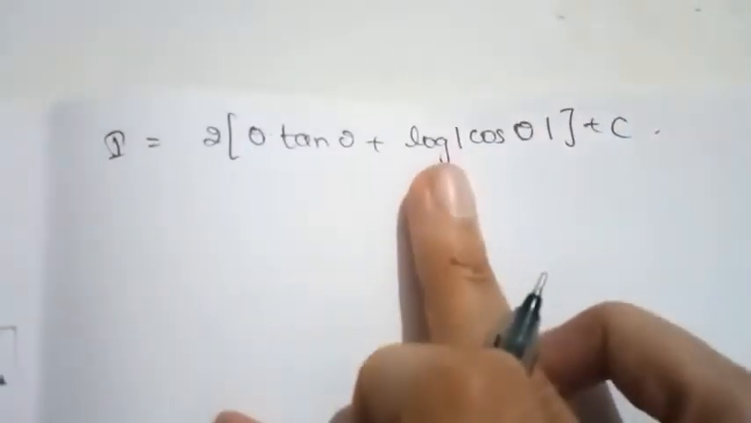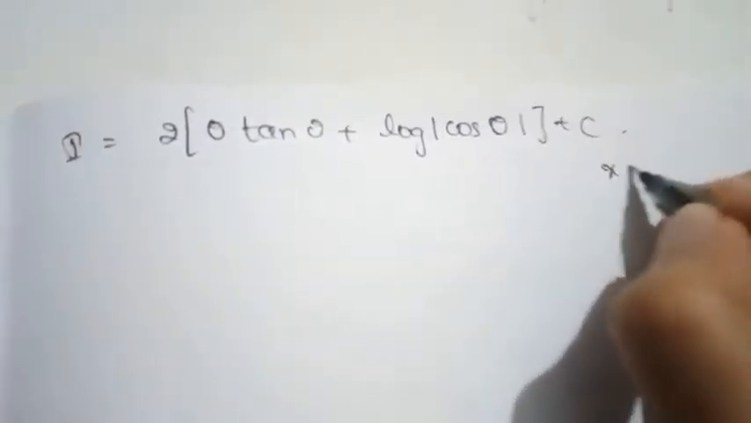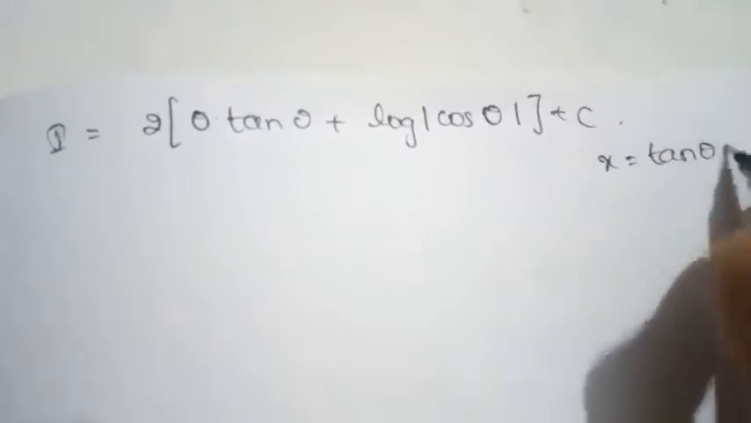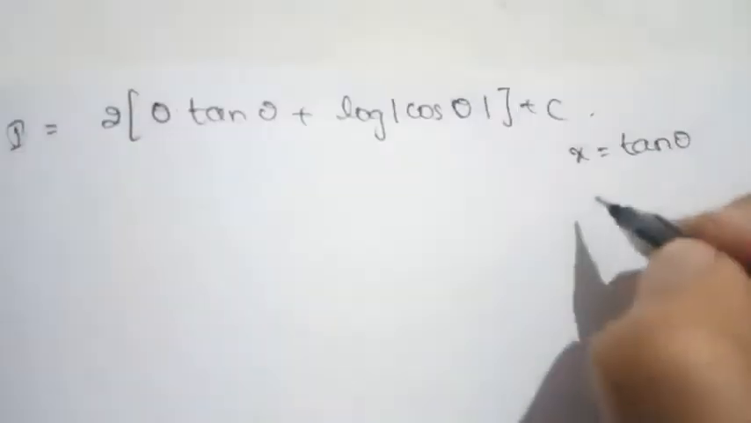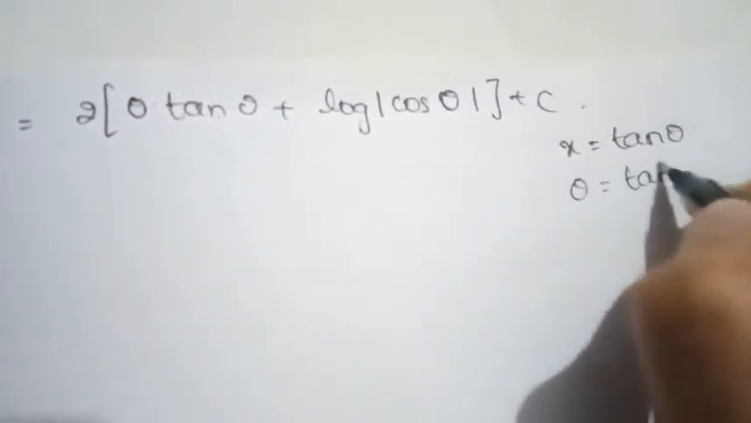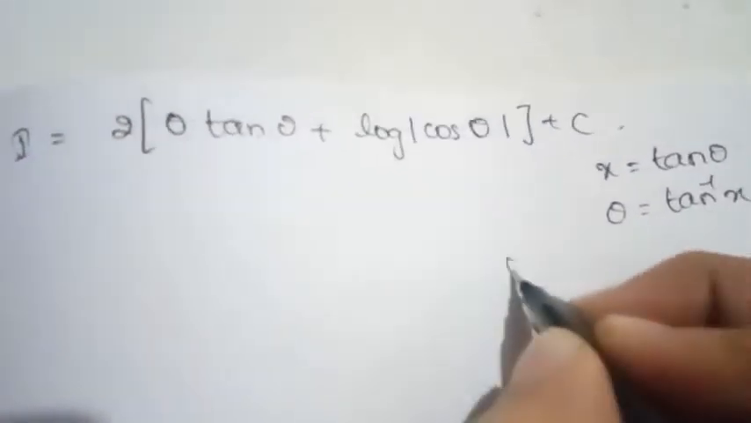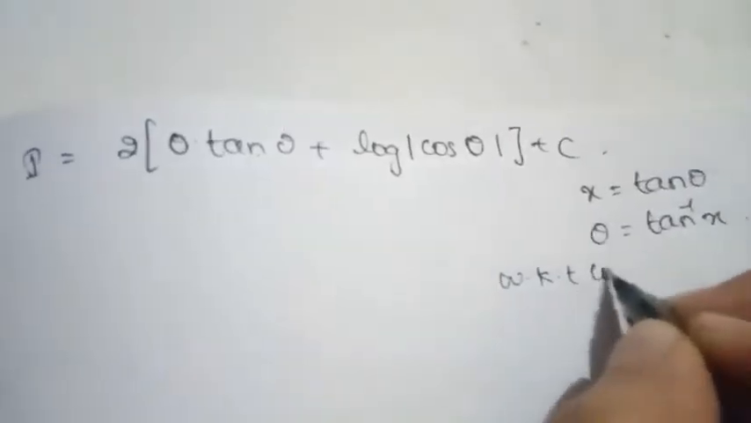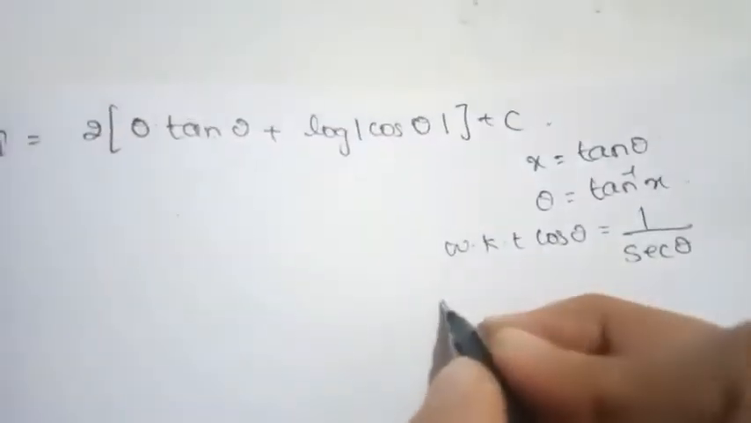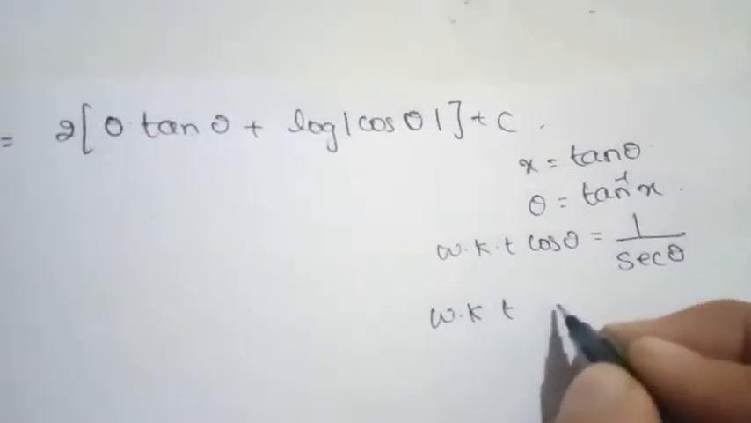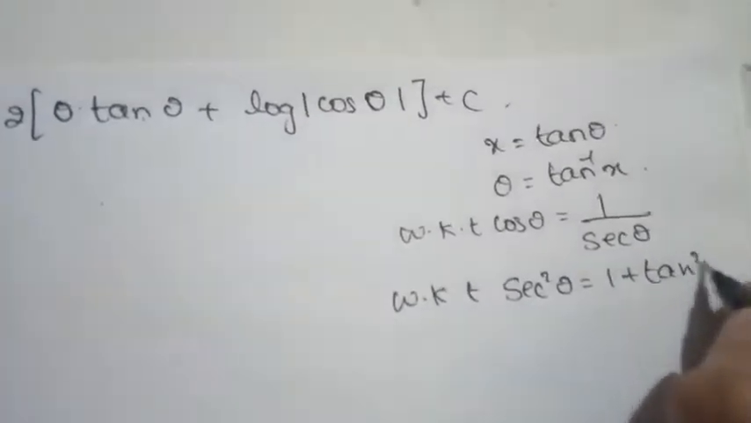Here we began getting the integral of this one started with the substitution, where we have taken x equal to tan theta. So x is replaced by tan theta, and theta is replaced by tan inverse of x. Now what about this cos theta? Clearly we know that cos theta is equal to 1 by secant theta, and also that secant square theta is equal to 1 plus tan square theta.